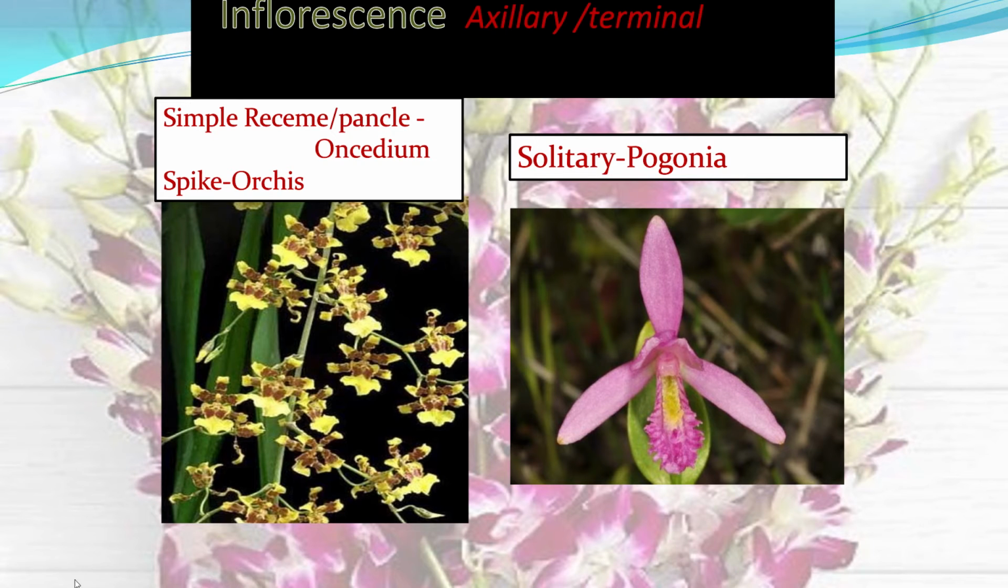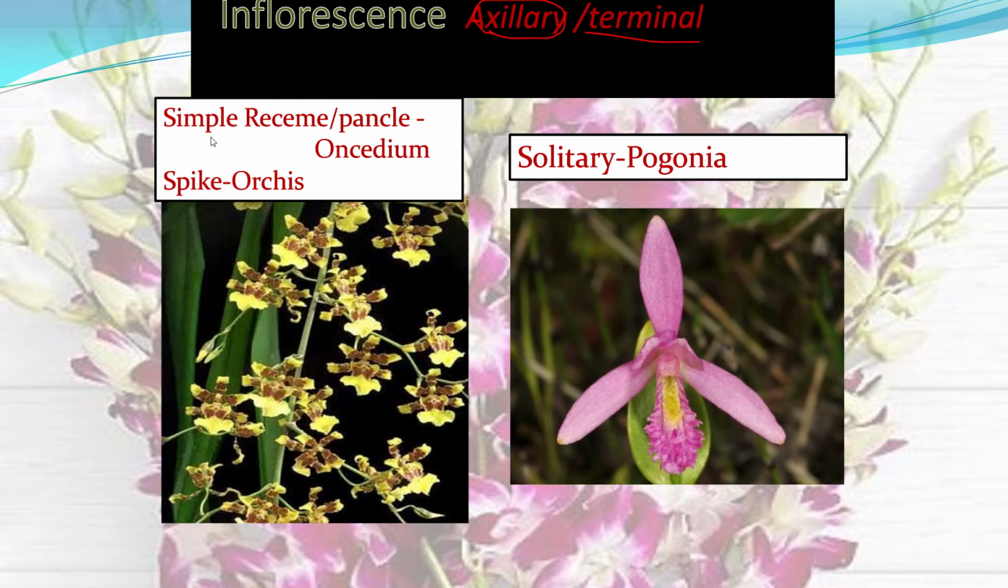Next, another one is inflorescence. In this Orchidaceae family, inflorescence is described based on position. It is axillary inflorescence, or in some species terminal inflorescence is present. Axillary means it develops in the axils of the leaf, so it is called axillary inflorescence. In some species it is on the apices of the branches, so it is called terminal inflorescence.